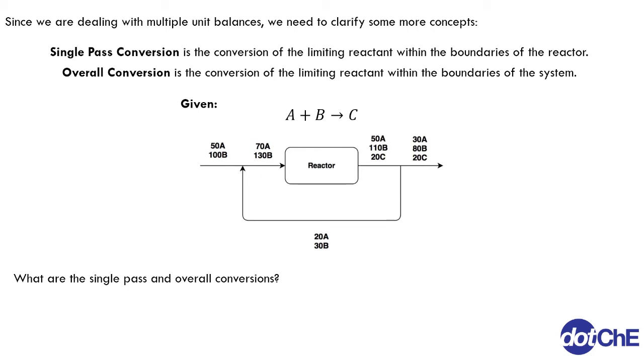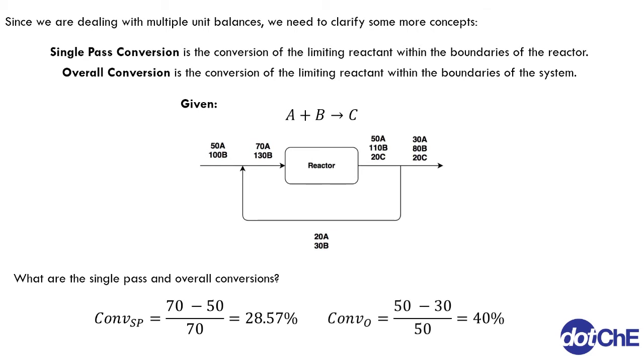Now for a single pass conversion, it is basically 70 minus 50 all over 70, which are the values that enter and exit the reactor. Our overall conversion, however, is 50 minus 30 all over 50, which are values entering and exiting the system. Thus, the single pass conversion as calculated is 28.57%, while our overall conversion is 40%, which indicates that the recycle stream increases the conversion of our reactants.